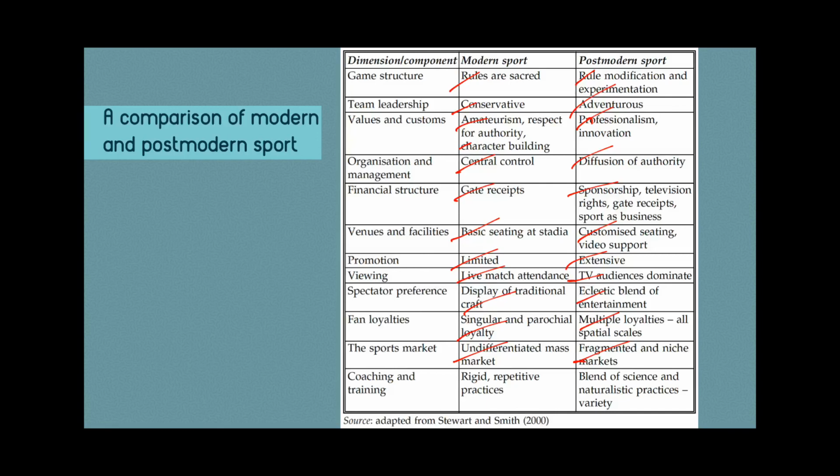Next, we have coaching and training. Mas rigid ang coaching at training noon. But for now, we have a blend of science and naturalistic practices in coaching and training. It's not by the book. There's more emotion and psychological involvement in training. So that is the comparison between modern and postmodern sport. And this could be possible inspirations for us to draw from in order to improve sports tourism in our attraction or destination.